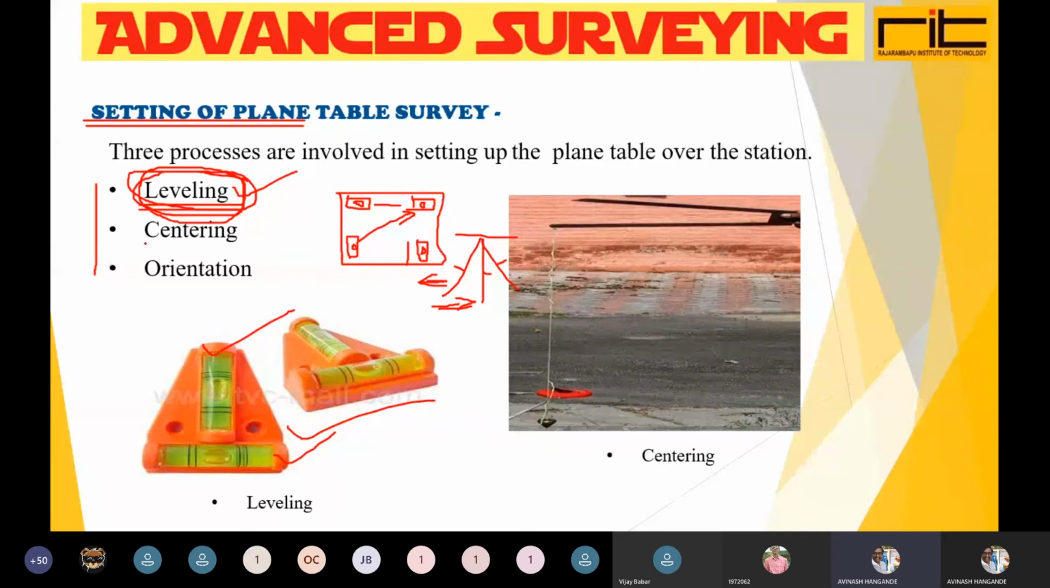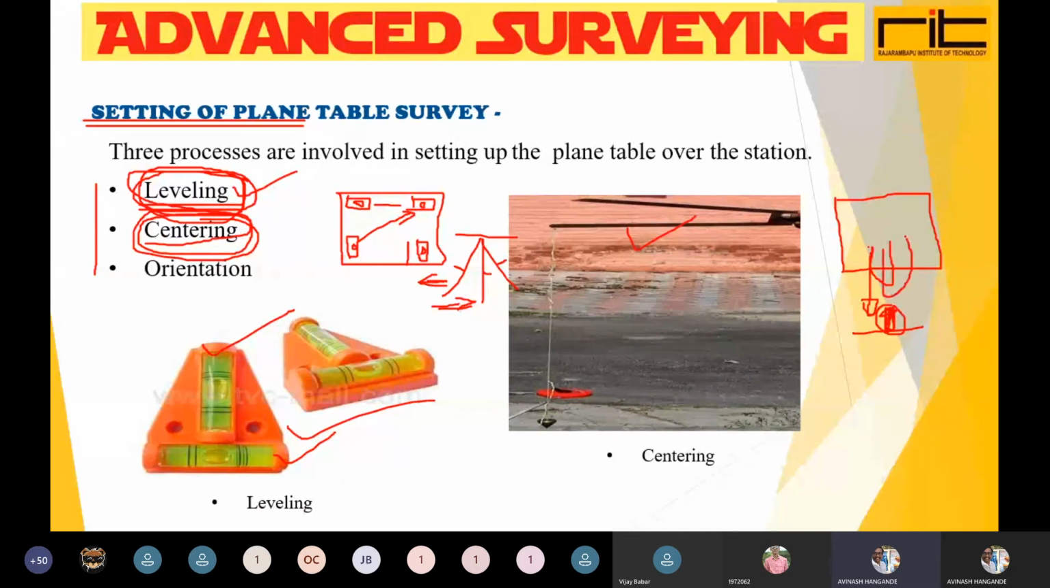Then the second operation is centering. How to perform that centering? To perform that centering, we have to use this U fork with plumb bob. Suppose here you have the plane table, and here you have the ground, and over that ground you have a station marked here. So you have to use that U fork. Here that plumb bob is lying, and that plumb bob should come over to this station.